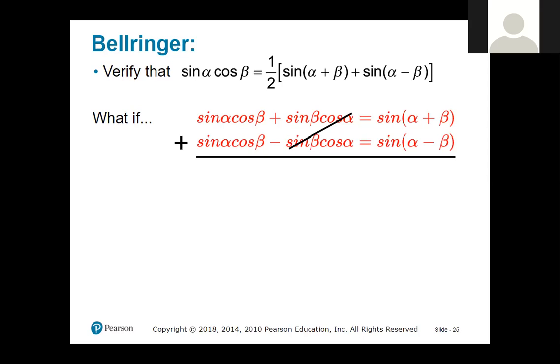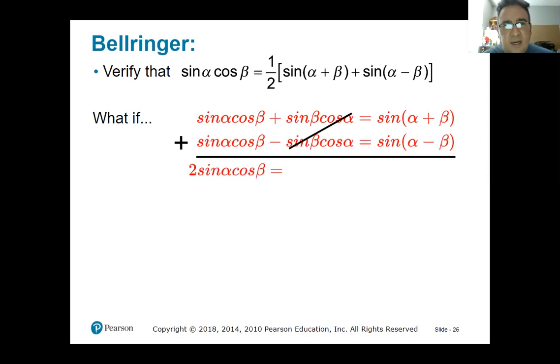Good job, Jasini. It's going to be 2 sine alpha cosine beta, which equals 2. And then I have what I have on the left side, right? I can't combine those two because they're different. So it's going to be sine of alpha plus beta, and then plus sine of alpha minus beta.